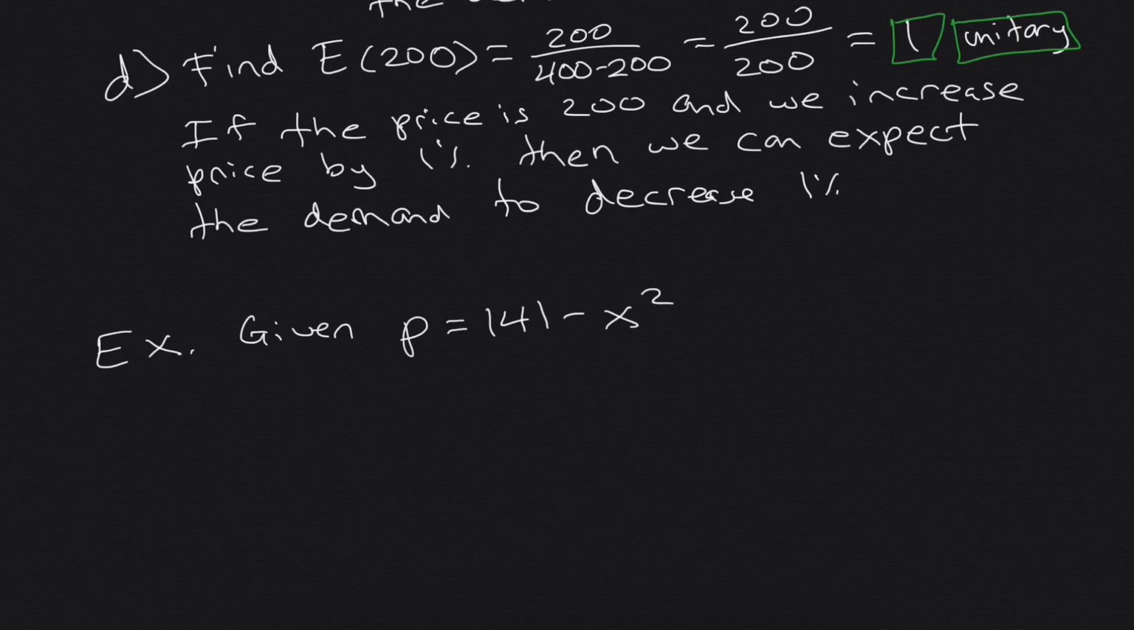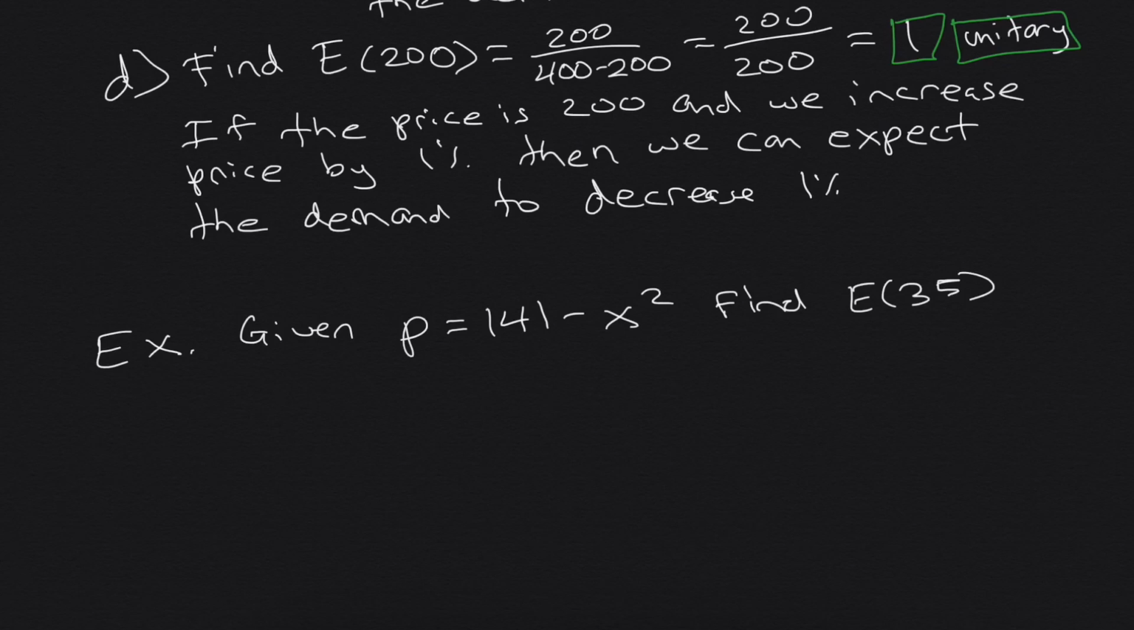In this case, let's just say, given this price demand equation, let's do something in particular. Let's say I want you to find E of 35. And then we could do the normal. We can figure out if it's inelastic or elastic or unitary or whatever it might be. So given P equals 141 minus X squared, let's find E of 35 first, and then we can talk about that a little bit further.